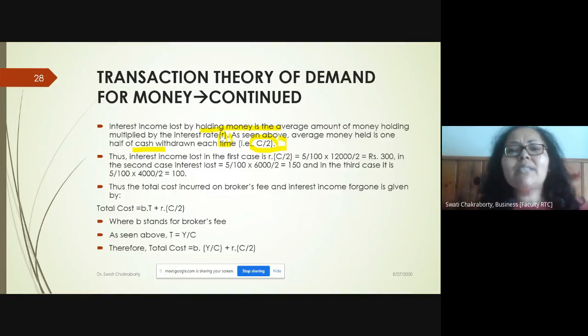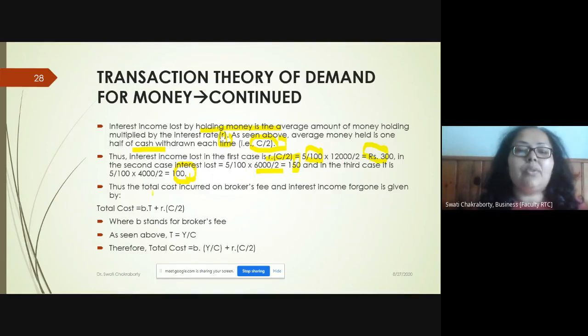So the total interest income that is lost in the first case is R into C by 2, where R is 5%, C is 12,000. So he loses 300. Second case, C by 2 is 6,000 by 2, so 5% of that is 150. The third case, it is 100. So what do you see? If he's keeping more money in the bank, the total amount of interest income that he loses decreases, coming down from 300 to 100.